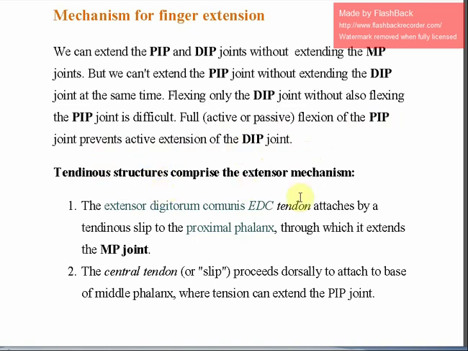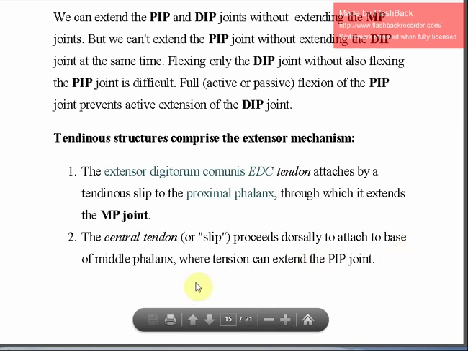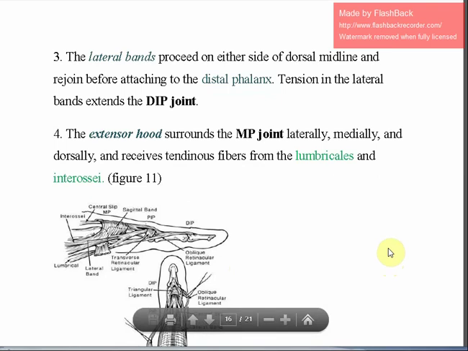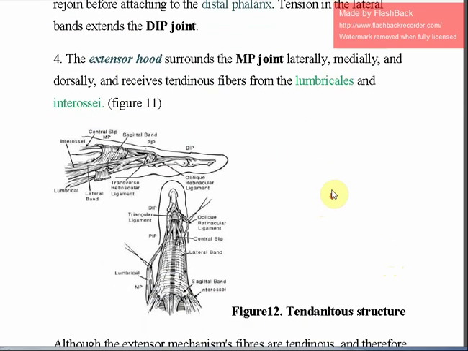Tendinous structure comprising the extensor mechanism. The extensor digitorum communis tendon attaches by a tendinous slip to the proximal phalanx through which it extends the MP joint. The central tendon proceeds dorsally to attach to the base of the middle phalanx, where tension can extend the PIP joint. Lateral bands proceed on either side of the dorsal midline and rejoin before attaching to the distal phalanx, and tension in the lateral bands extends the DIP joint. The extensor hood surrounds the MP joint laterally, medially, and dorsally and receives tendinous fibers from the lumbricals and interossei. You can see in the figure here.